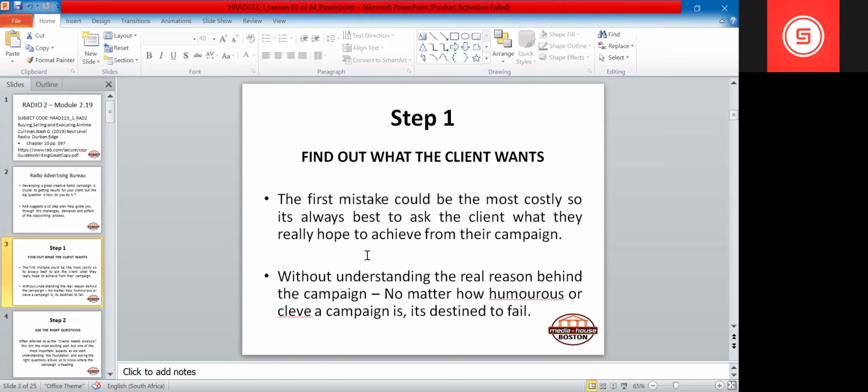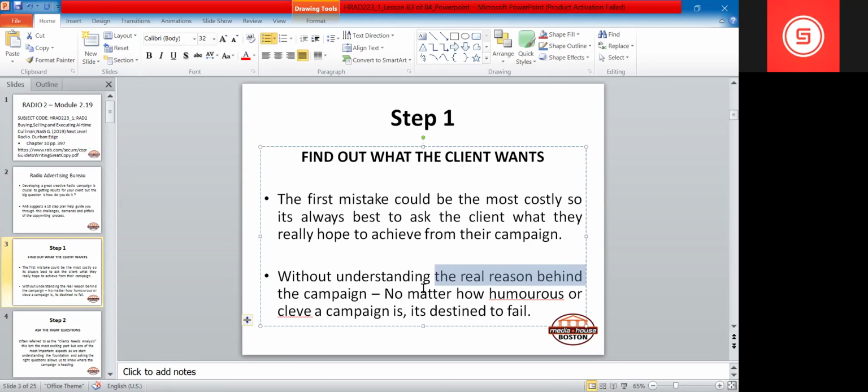The first mistake could be that the most costly thing to do is look at a campaign and how to achieve it without understanding the real reason behind the campaign. No matter how humorous or clever the campaign is, it'll be destined to fail.